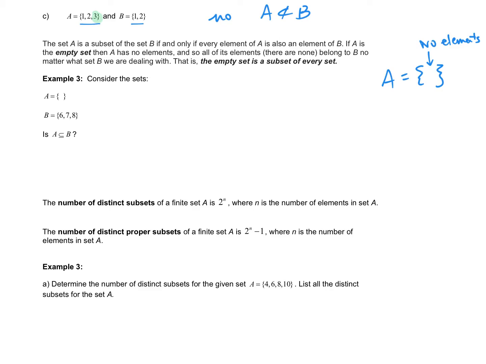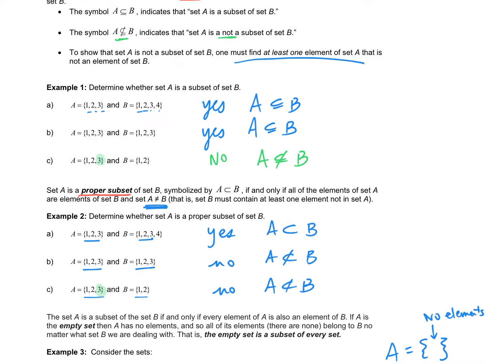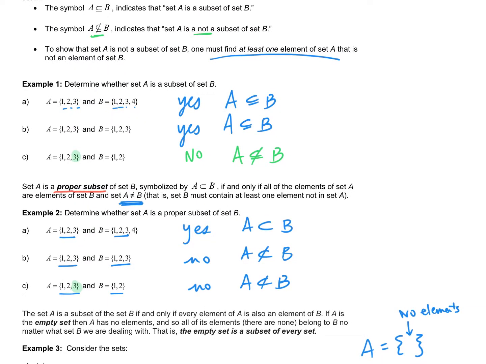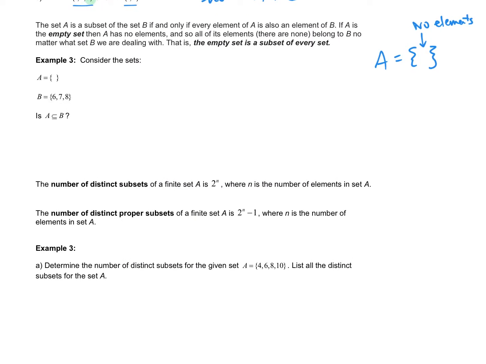Because remember how I pointed out this important sentence? One must find at least one element of A that is not in B. Well, if there's no elements in A, there's definitely not something in there that's not in B, because there's nothing in there. There is not an element in A that is not in B. Okay, so consider the sets. A, empty set. B, 6, 7, 8. Is A a subset of B? Yes.